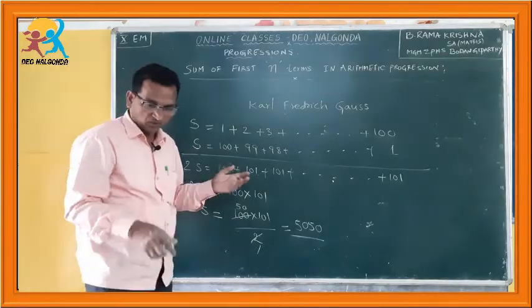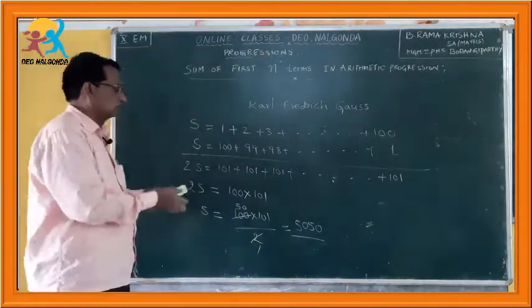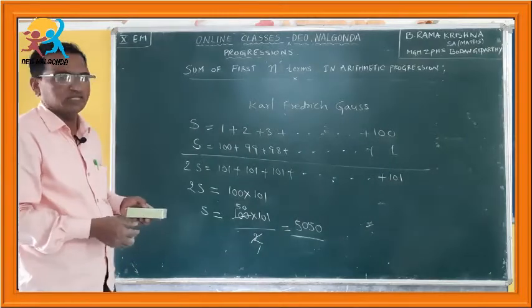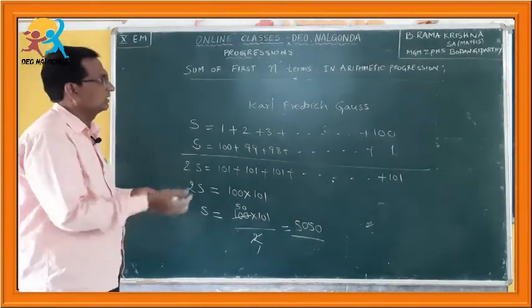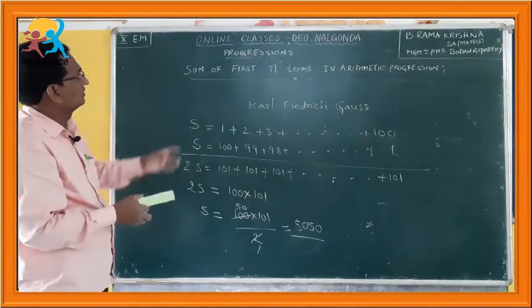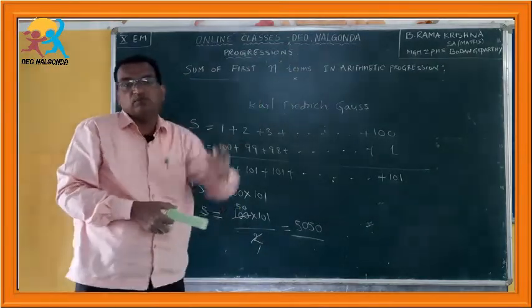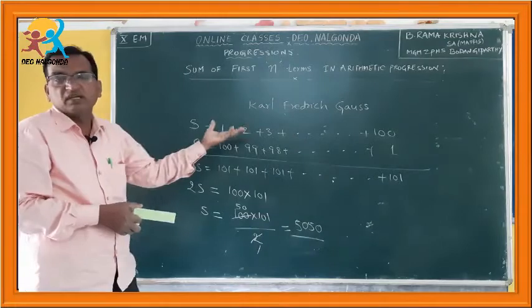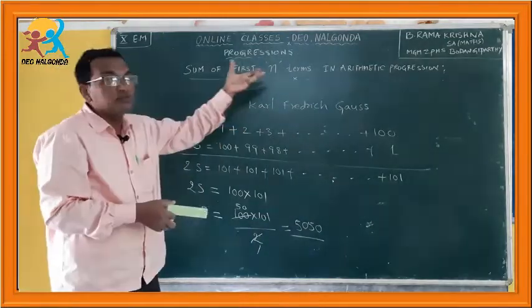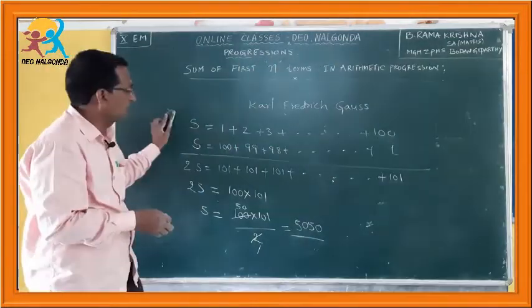So this is about the sum of 100 natural numbers. But what is the other topic? The sum of first n terms in an arithmetic progression. n terms means they may be continuous or distant, but n terms in an arithmetic progression. How to find that?